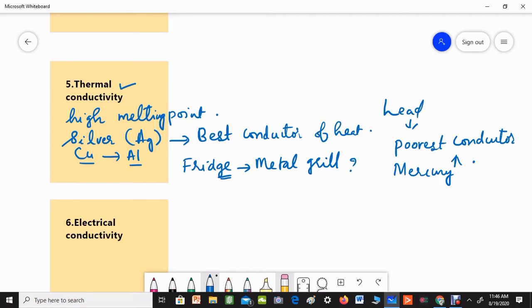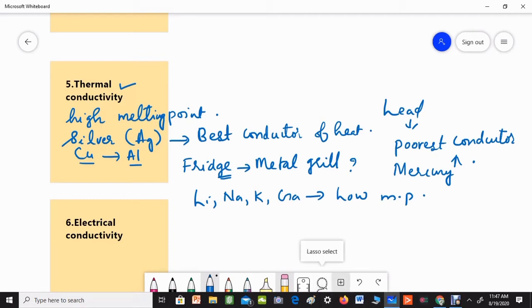Lithium, sodium, potassium, gallium and cesium have low melting points, yet they are metals. In fact, gallium and cesium have such a low melting point that they even melt when kept on your palm.